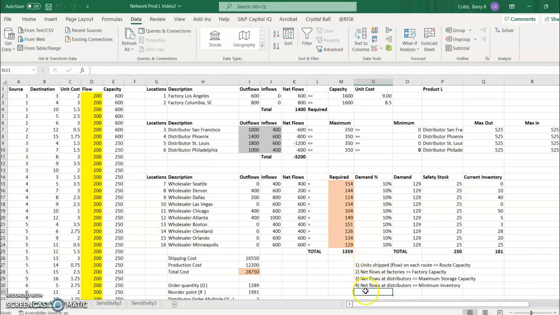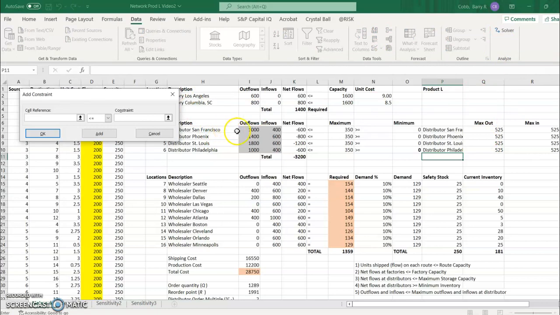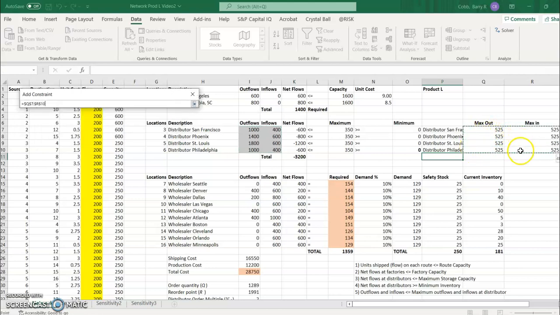All right, and then the last constraint at the distributor level is that the outflows and inflows are less than or equal to the maximum outflows and inflows. And this is basically a handling constraint. Over here we have the maximum inflows and outflows that the distributor can handle in this period of time due to their equipment or their labor. So this constraint will be that all of these inflows and outflows are less than or equal to all of these outflows and inflows here, the maximums.